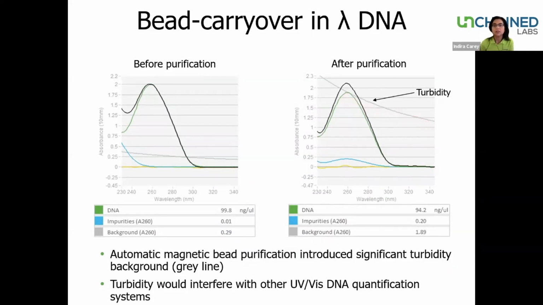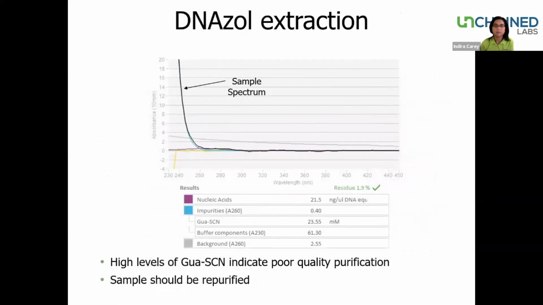The customer concluded the most likely source was bead carryover from the purification. Now, the UNmix app successfully deconvoluted the turbidity spectrum. In fact, the UNmix results were actually closer to their fluorescent dye results and could be done faster and cheaper without additional reagents and dilution steps.